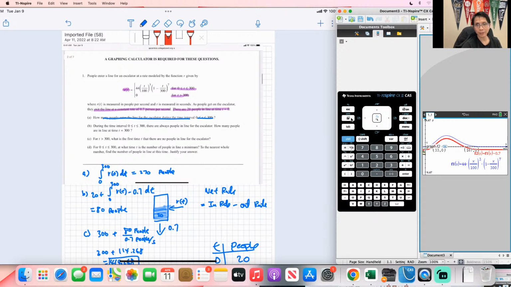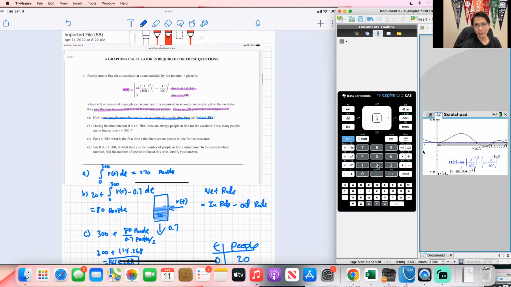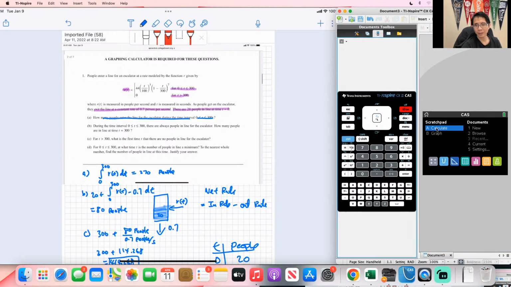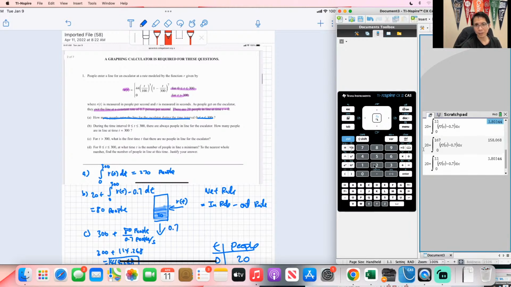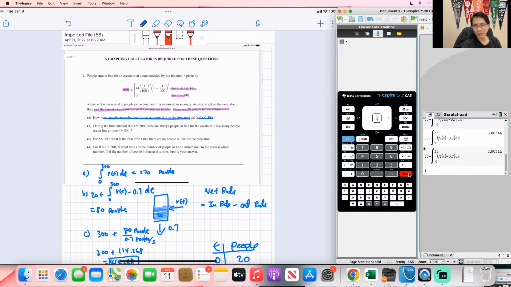So what you want to find out is this. You're going to go to the calculate screen. And I'm just going to do 20. I'm going to press enter. And you should get 3.803. Why? 20 people to begin with. Integral of in rate minus out rate. That means the net rate. Does that make sense? It's going to give you 3.84.